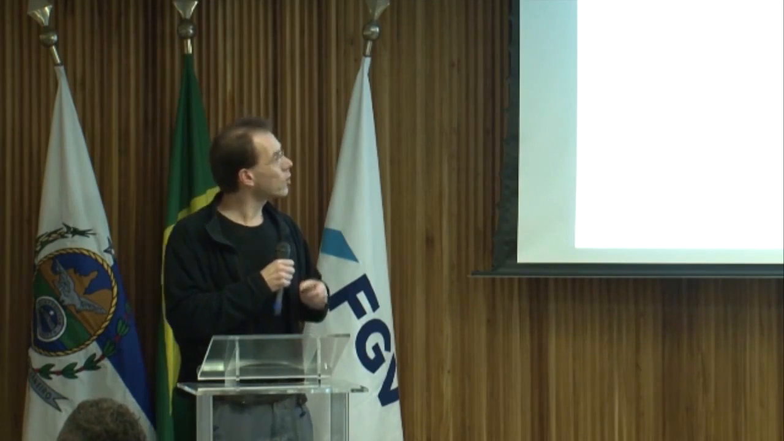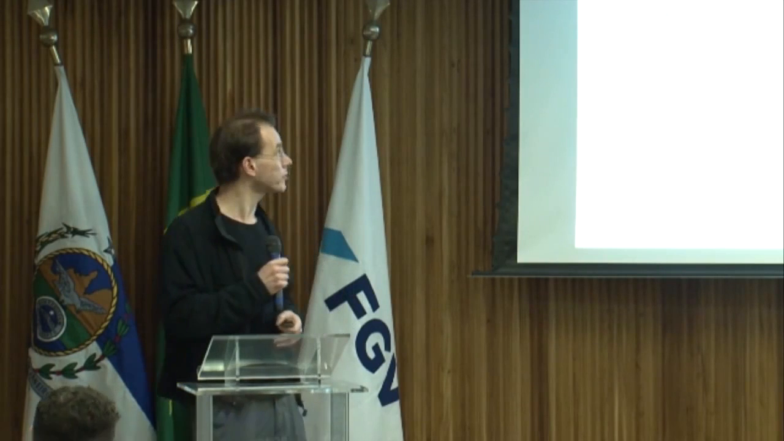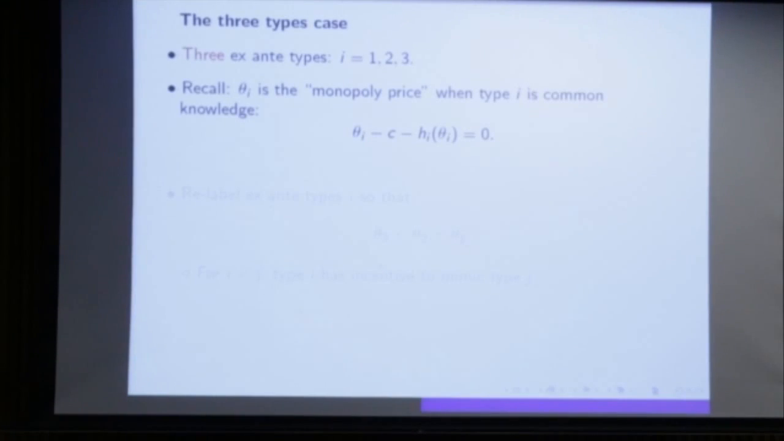Let me illustrate what goes wrong by using a standard Myerson approach when solving this problem. Recall one of the benchmarks I showed you: I defined theta I as the monopoly price when type I is common knowledge, where there's no private information about type I. That's the theta I defined by this virtual surplus cutoff. Now just redefine the types as follows: type 3 has a smaller monopoly cutoff than type 2 and type 1. This is just a relabeling.